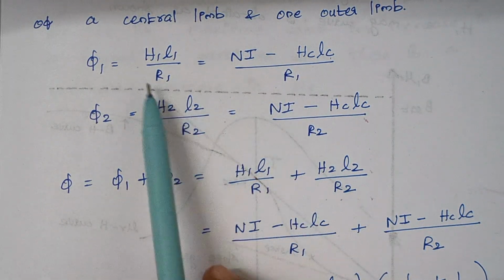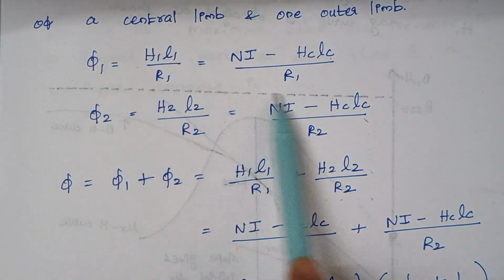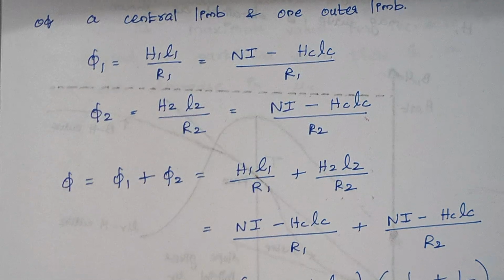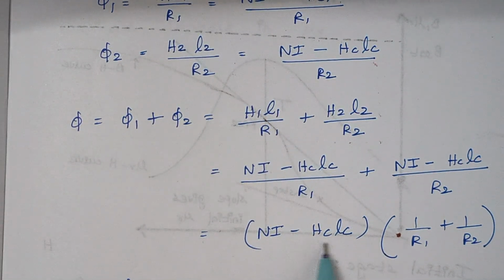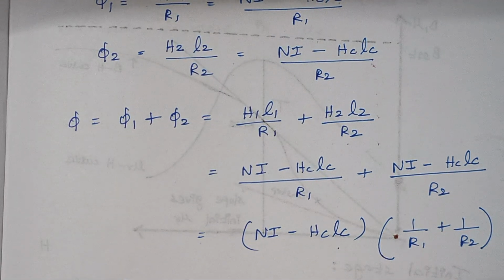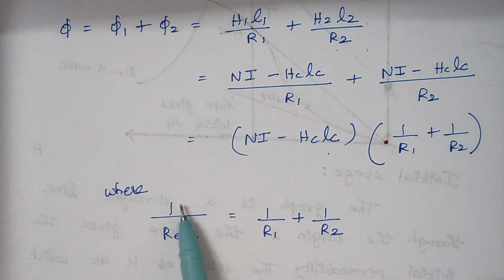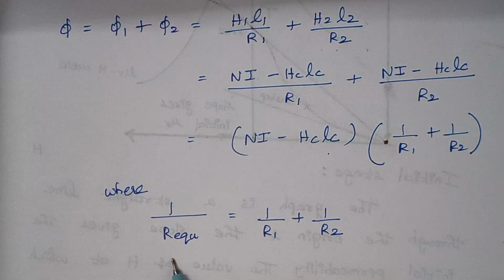When you substitute the values, H1L1 by R1 is replaced by this one. Substituting these values, Ni minus HClC can be commonly taken outside. The remaining terms are 1 by R1 plus 1 by R2, and this 1 by R1 plus 1 by R2 is nothing but 1 by R equivalent.